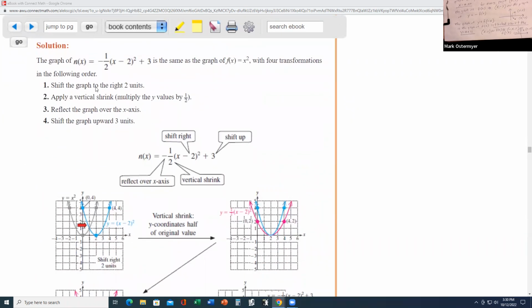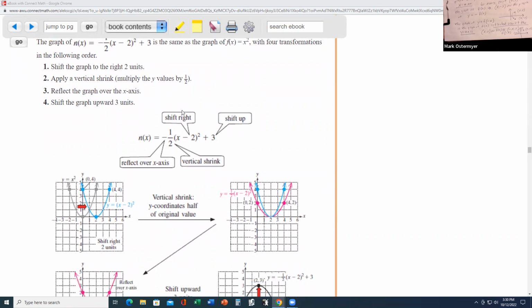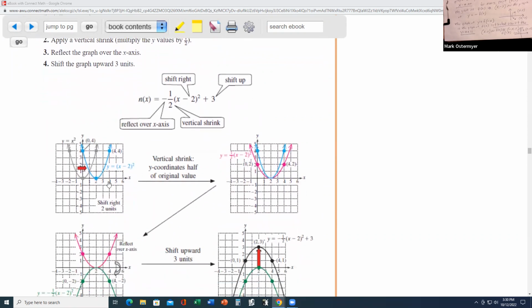Not only do they indicate all of the transformations that occur, but they take the transformations in specific order to graph the new function n of x. First of all, what is the graph of the basic parent function y equals x squared? It's the basic parabola in gray here.